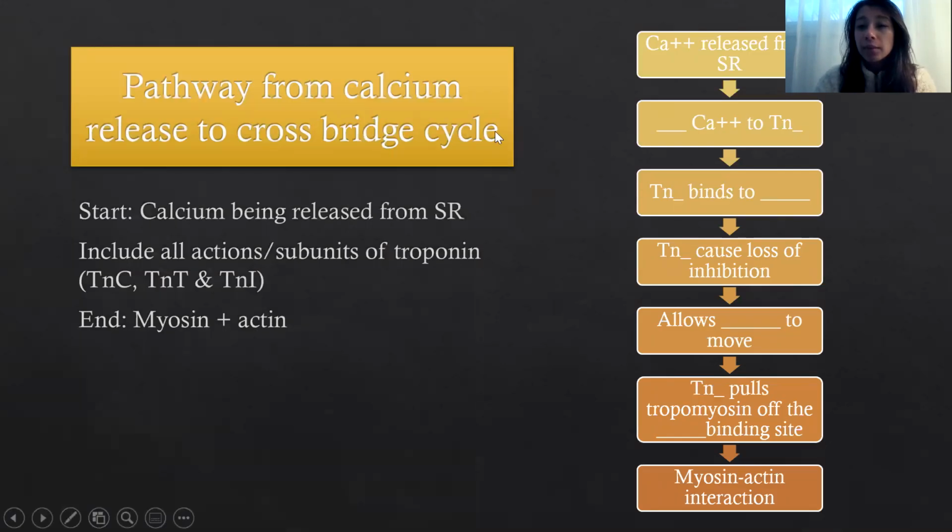So I'm trying to make sure my face doesn't cover anything. The pathway from calcium release to the cross-bridge cycle. So you guys all know that calcium is released from the sarcoplasmic reticulum. It's going to float over to the sarcomere, and then it's going to bind to all these things, and that's going to help form a cross-bridge between myosin and actin.